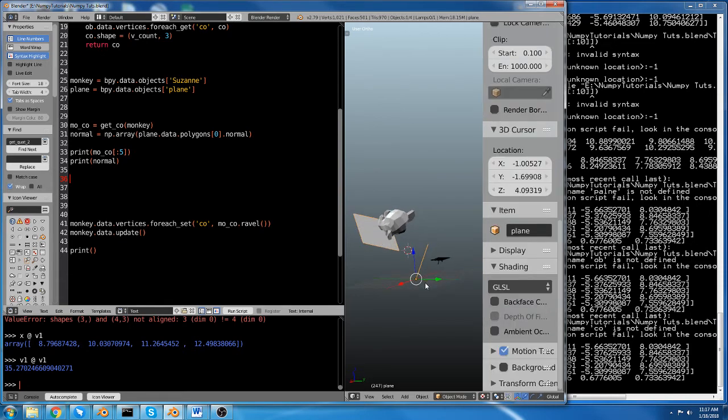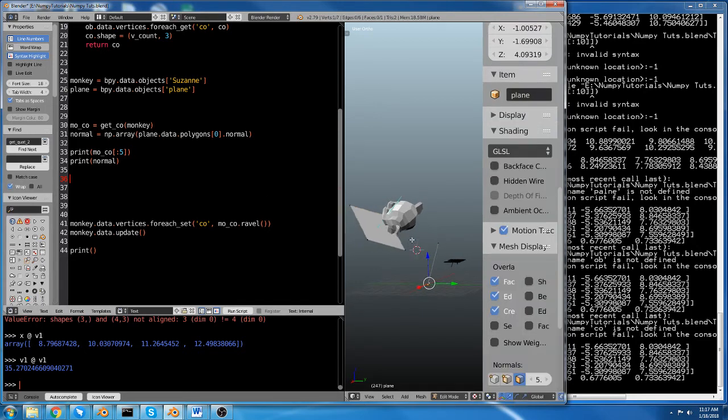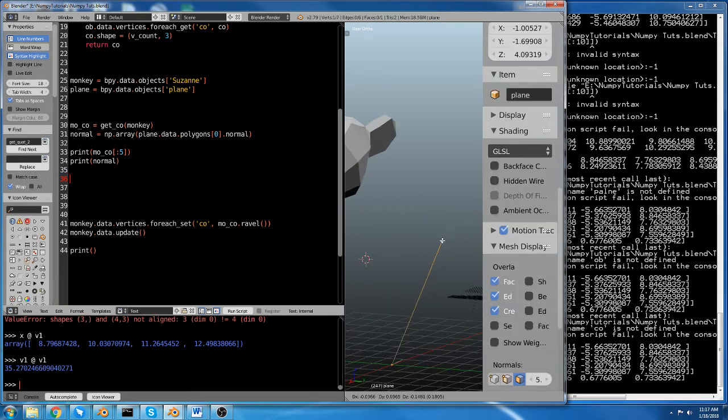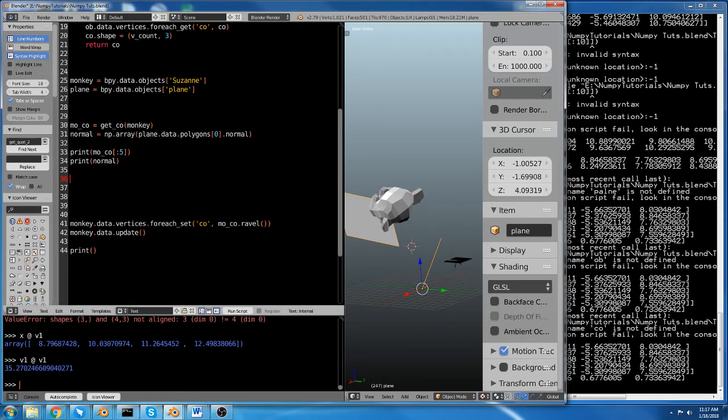Well, here's the first problem. Let me just show you something. If we take the normal of this plane, I'm going to show you where the normal is. I'm going to take this normal and write it to this edge down here. Now remember, this is vertex 4. So I'm going to say plane.data.vertices[4].co now equals normal, because normal is the plane CO. And then I'm going to do plane.data.update. I don't remember if I have to do this, but I'm going to.